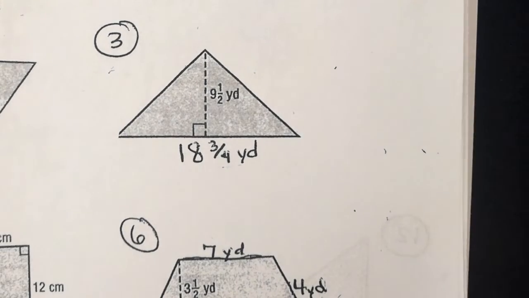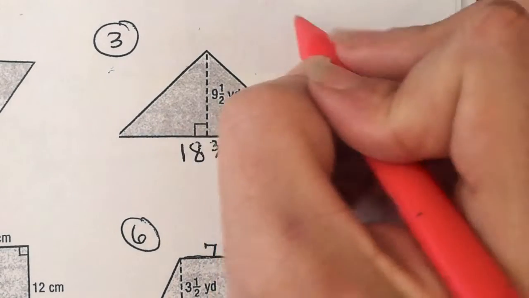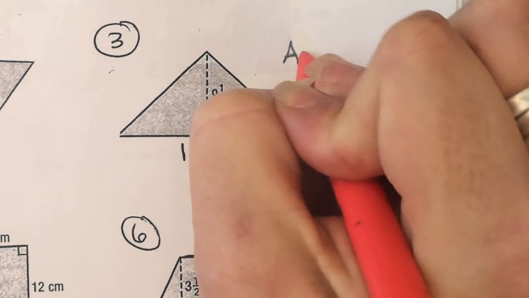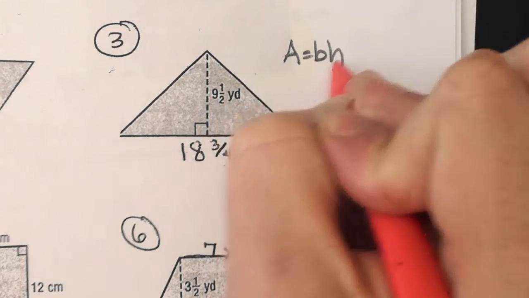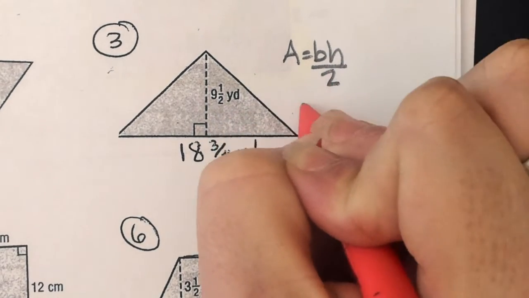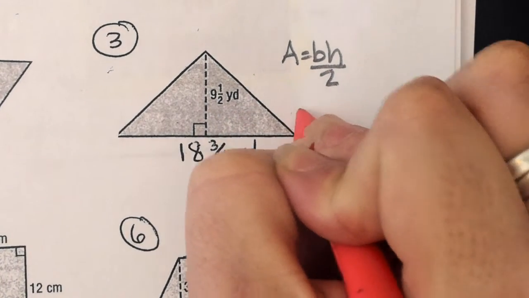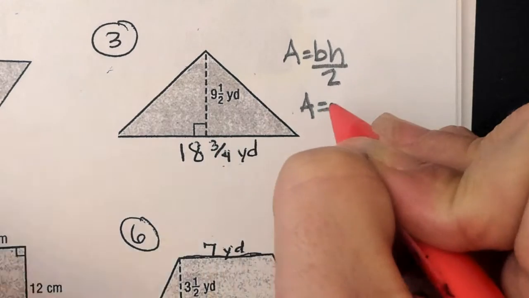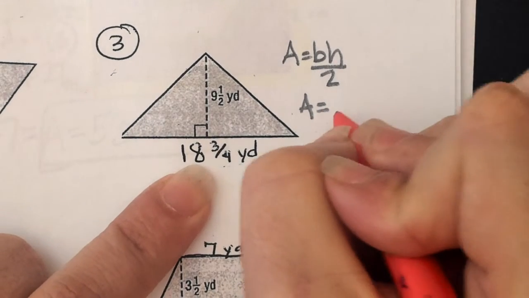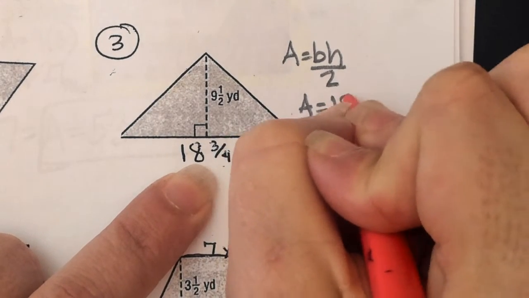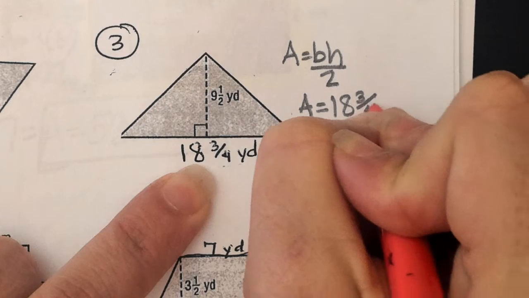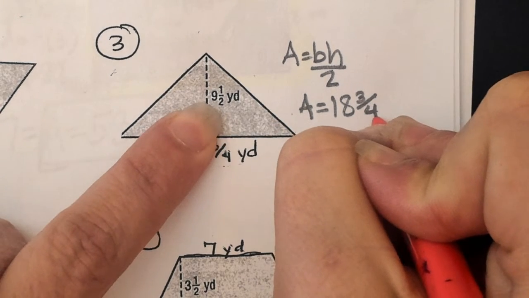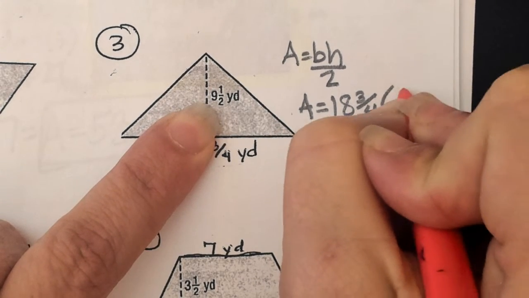Okay, going to number 3. It is a triangle, which has a different formula. A equals BH divided by 2, or B times H divided by 2. Now this one, the base is 18 3/4. The height is 9 1/2.